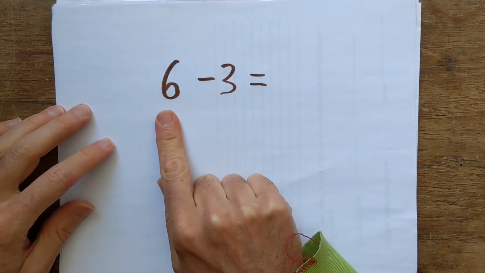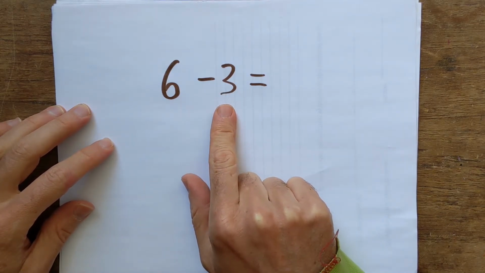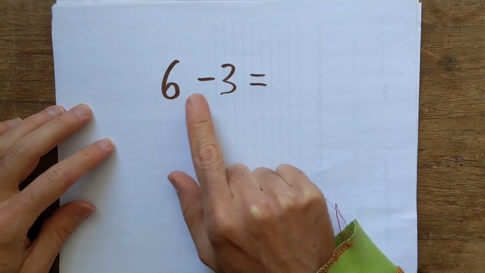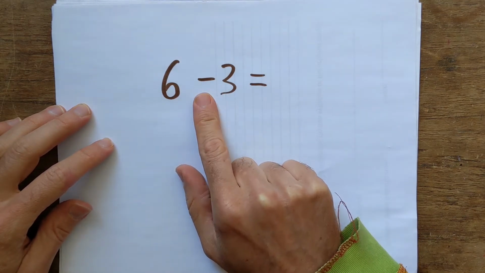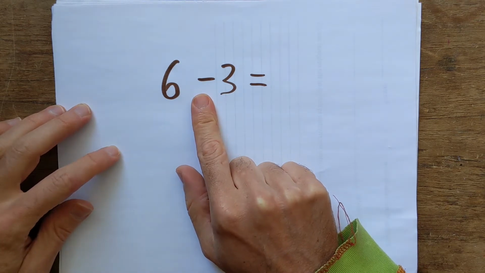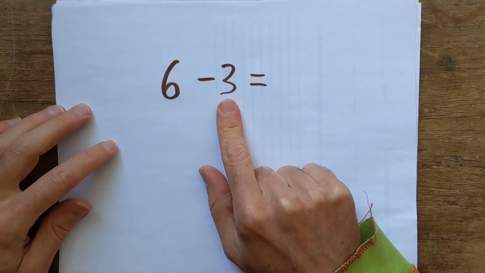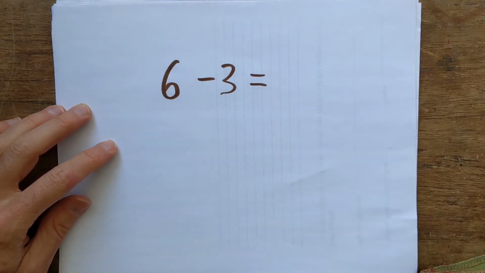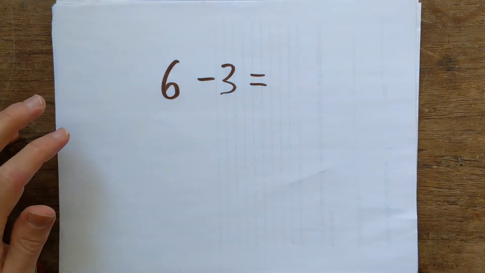This says 6 minus 3 equals. And what that means is that you have 6 things. Minus, or subtract, means what you're taking away. 3 is what you're taking away, and equals means what is the answer going to be when you do that. So let's figure that out.